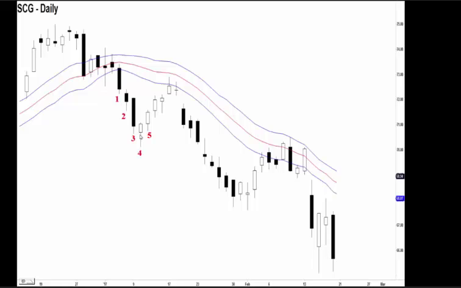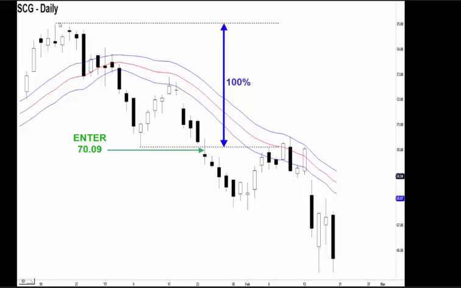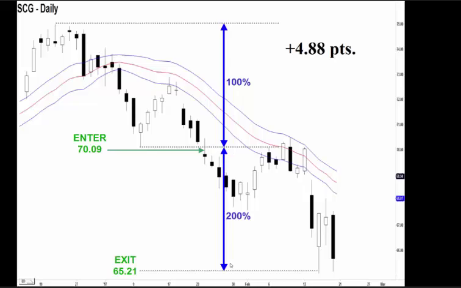Now we have 5 closes below. We got right back up to that lowest Bollinger Band, but we never closed within it, so it's okay. As long as we're still closing below, everything is fine. So here's our short-term pivot low. We entered right below there, 1 tick below on this bar here, right at the end of January, at 70.09. Here's where the sell-off started down here, so there's 100%. We simply subtract that now because we're short, and we exited with a nearly 5-point gain.